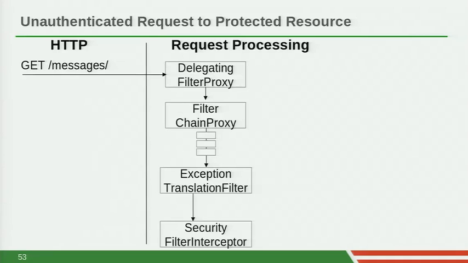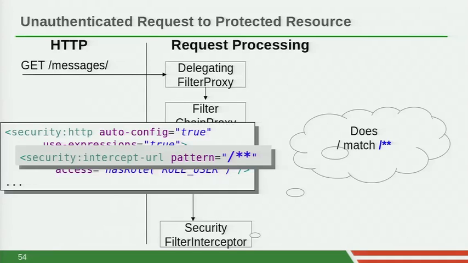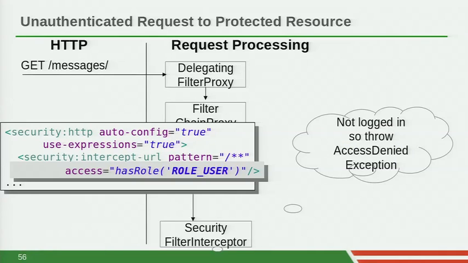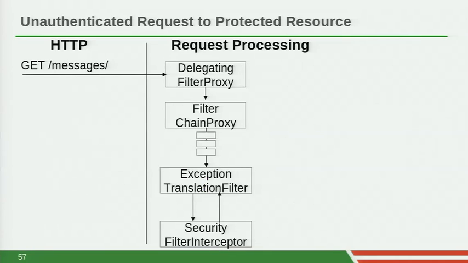And then it will continue down to the security filter interceptor, and here it will look at our Spring Security configuration, and it'll ask, does slash match slash star star? And slash is essentially the URL that was passed in minus the context root. So that's where that's coming from. And earlier we said slash star star matches every URL, so the answer is yes. The current user must have role user because that is the access that is required for that intercept URL. And we're not logged in, so we'll throw an access denied exception.